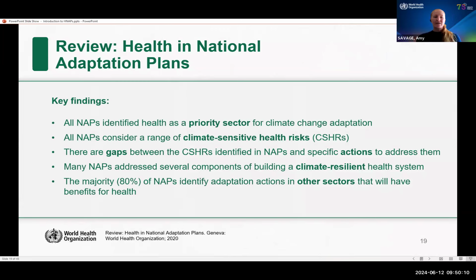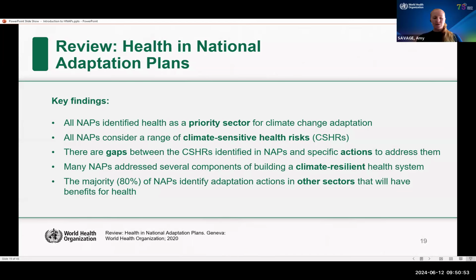And the key findings from this review: we found that all of the national adaptation plans identified health as a priority sector for climate change adaptation. And they all considered a range of climate-sensitive health risks. But we did find that there were gaps between those climate-sensitive health risks that were identified in the NAPs and the actions that were included in the plans to really address those risks. So there was a gap, and I'll show you a graph of that in a moment. Many of the national adaptation plans did also address several components of building a climate resilient health system.